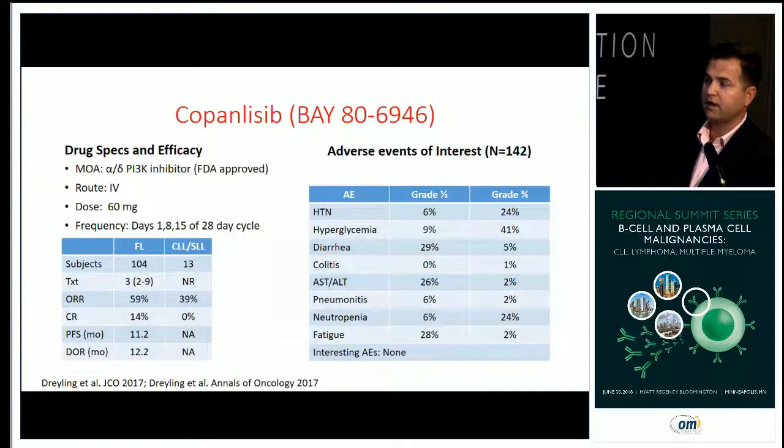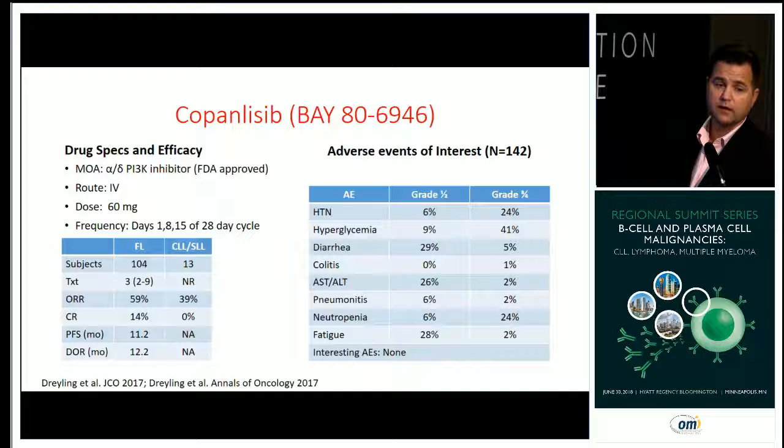Here, as part of the approval, the median number of prior treatments was 3 with a broad range. Did have a high overall response rate at 59% and did see some complete remissions. The PFS was 11.2 months and duration of response was 12.2 months. Again, less experience in CLL, SLL, and again, no complete responses.